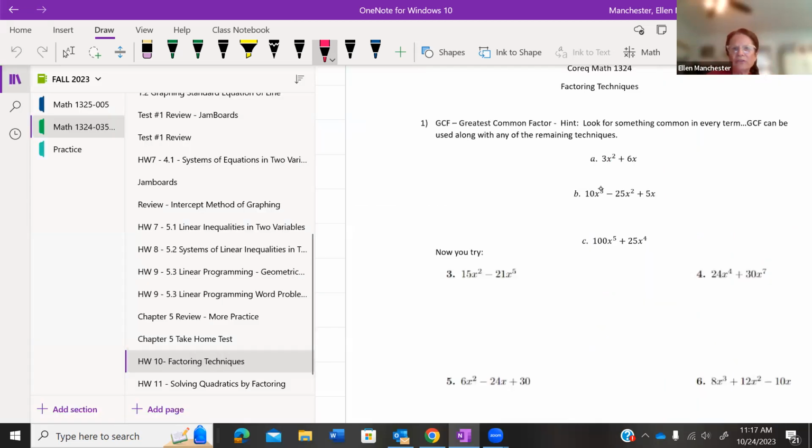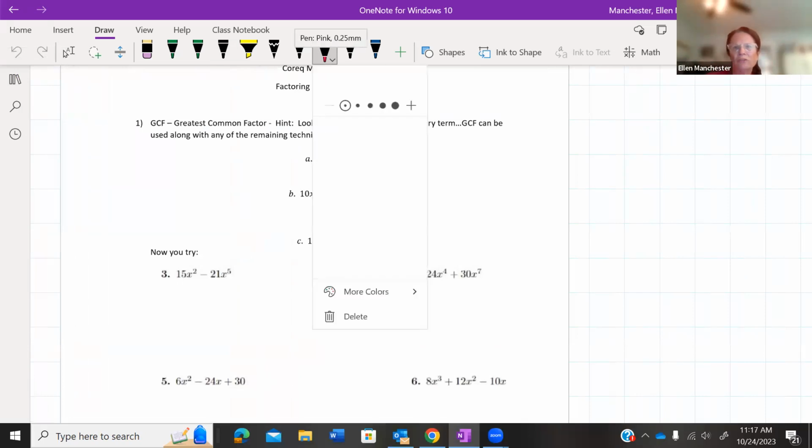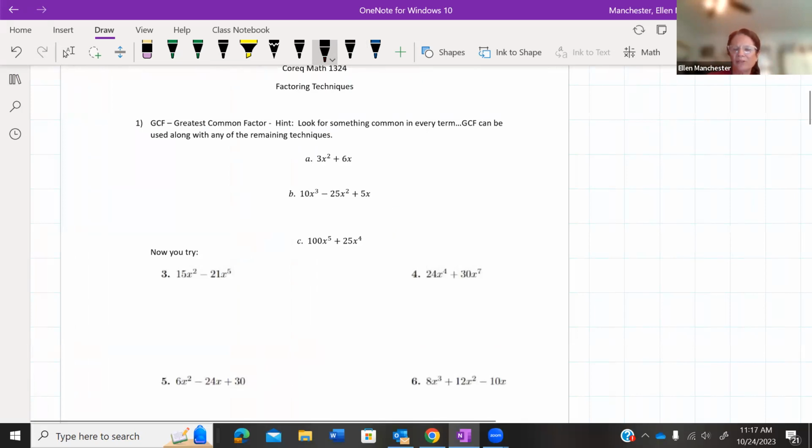There are 6 different types of factoring techniques. And again, the biggest challenge is, do you know which is which? Which technique are you going to use? So the first technique is called GCF, or greatest common factor. And this is your hint: you're going to look for something in common in every term. Common meaning it has the same factor in it or the same value in it.